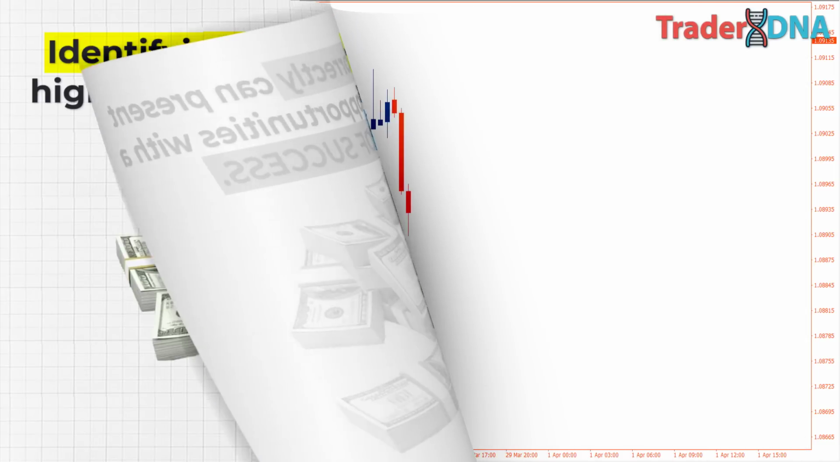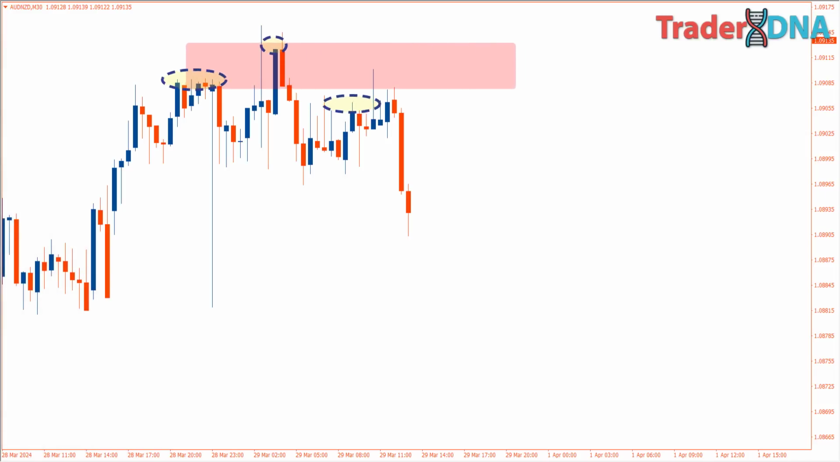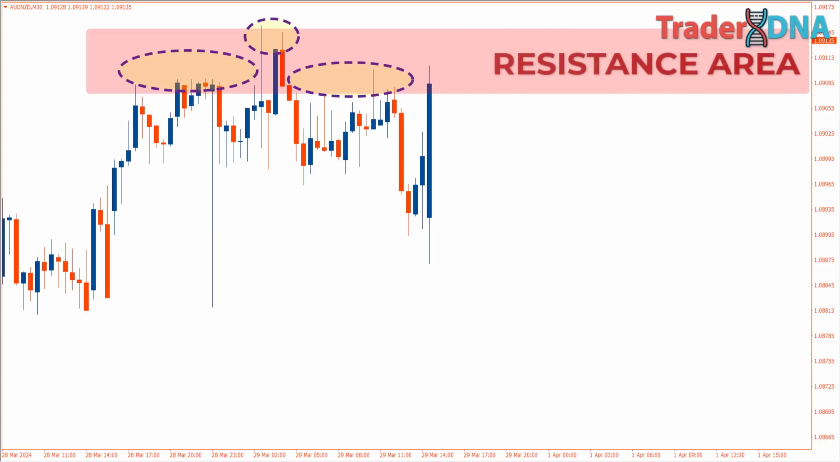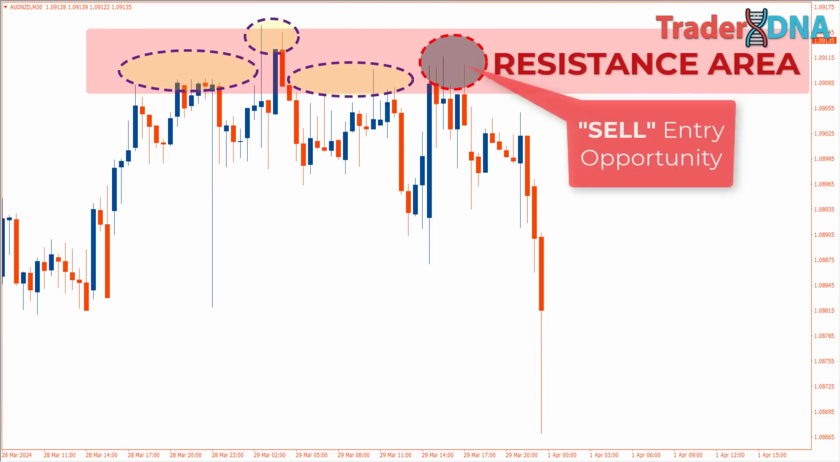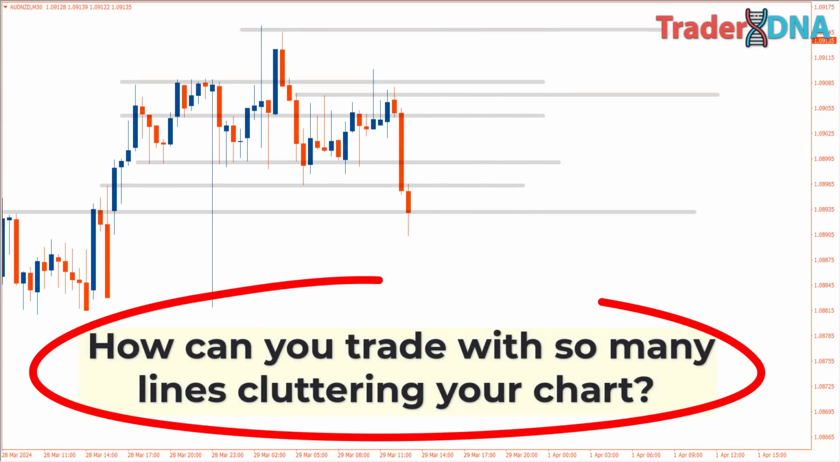Take a look at this example right here. There's a clear resistance level indicated because the price reached this point and then reversed downward. Therefore, the next time the price hits this level, there's a very high chance it will reverse downward again, presenting an entry opportunity. A common mistake traders make is drawing too many lines on their chart, just like this. How can you trade with so many lines cluttering your chart? It only adds confusion, whereas the whole purpose of drawing key levels is to simplify analysis and reduce confusion.